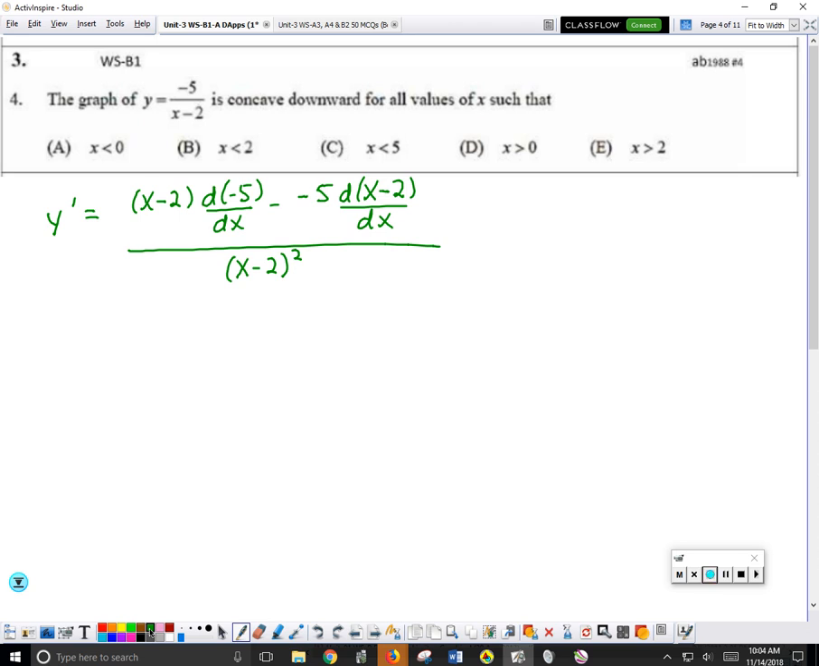Okay, good. So now we do, let's see, that's y prime still. This is 0 minus -5 times 1 all over x minus 2 squared and squared again. Squaring means to multiply by itself. So what I really have on the bottom is x minus 2 to the 4th, because I have x minus 2 times x minus 2 times x minus 2 times x minus 2. Why is it squared?